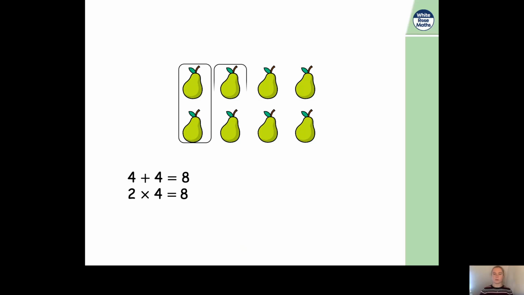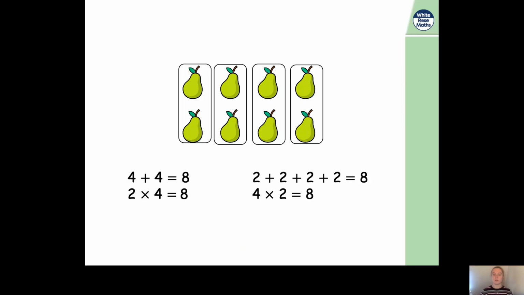So 1, 2, 3, 4. There are 4 columns and there are 2 pairs in each column. So we're going to have to add 2 4 times. So it's going to be 2 plus 2 plus 2 plus 2 equals 8. And then because there are 4 columns or 4 groups of 2 pairs, we'll do 4 multiplied by 2 equals 8. There you go, a commutative law again. So we've got 2 multiplied by 4 and 4 multiplied by 2.